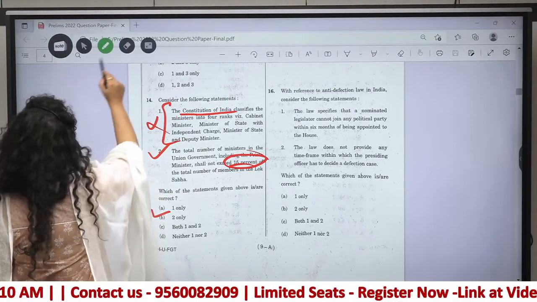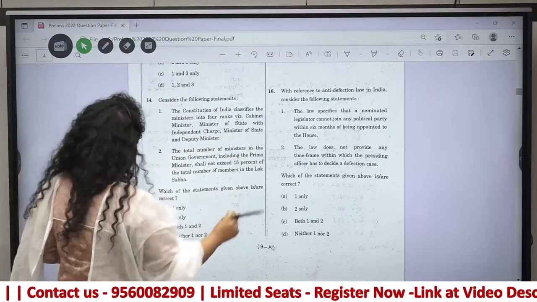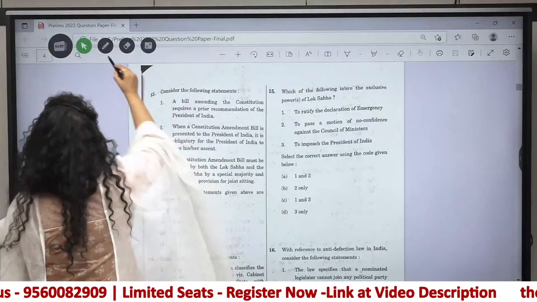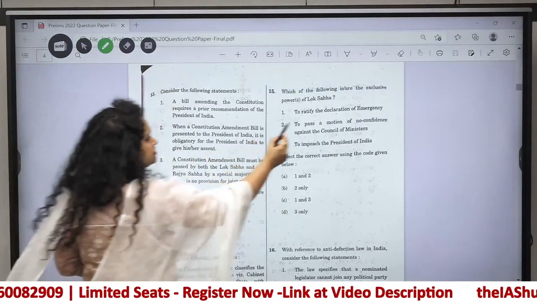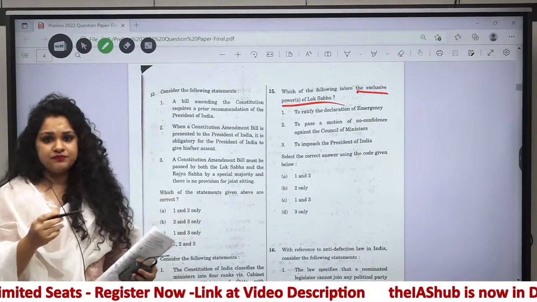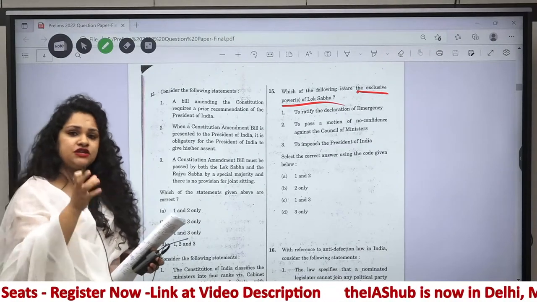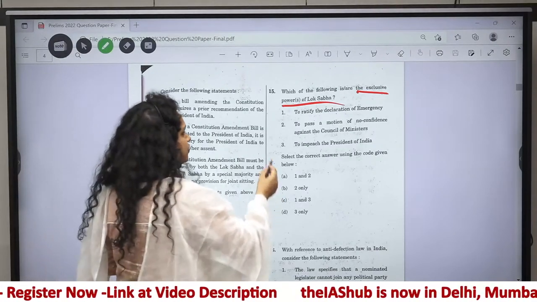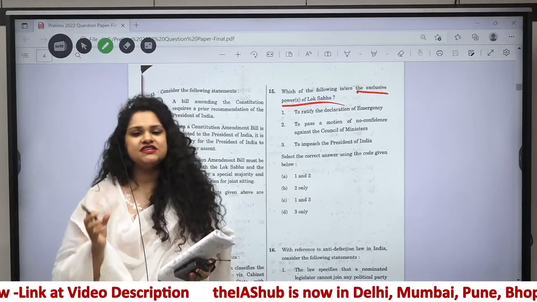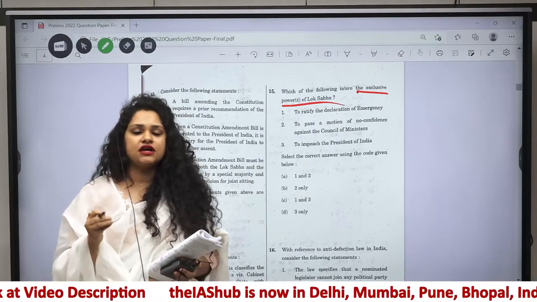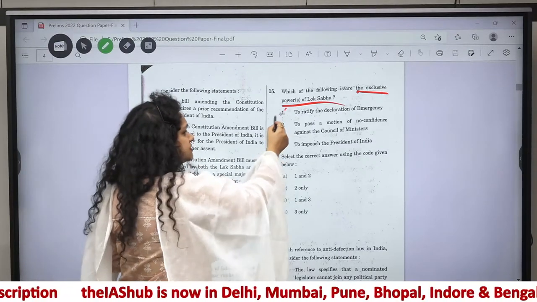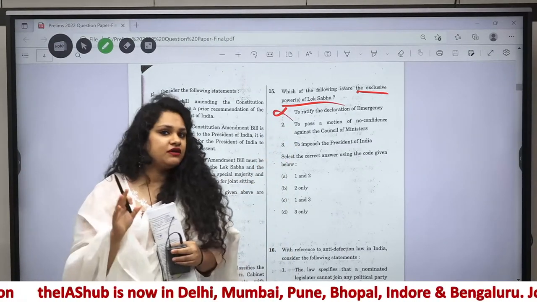Let's have a look at the other question, right? Which of the following are the exclusive power of Lok Sabha? Exclusive would mean that Rajya Sabha does not have any power with respect to that particular item, right? So first of all, to ratify the declaration of emergency, we have read emergency, we know that both Lok Sabha and Rajya Sabha are required to pass the proclamation of emergency. So this is wrong. This is not an exclusive domain of Lok Sabha.